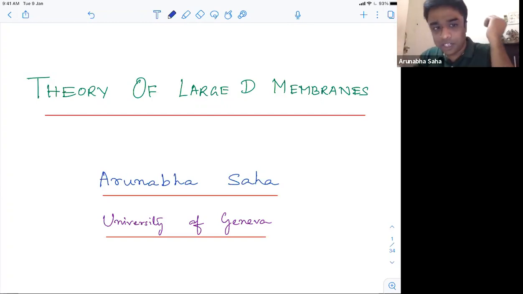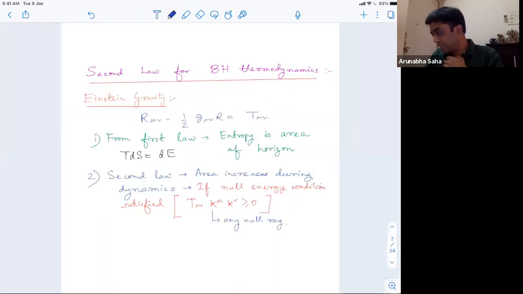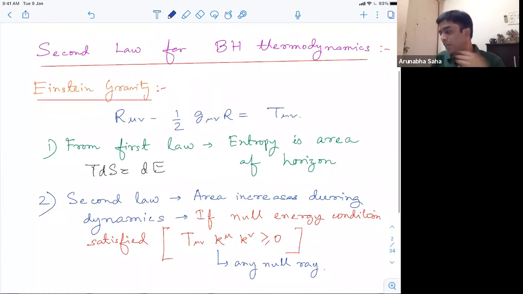So I will be talking about the theory of large D membranes, and the main context in which I would like to talk about it is the second law of black hole thermodynamics. Just to give you a brief introduction: for Einstein gravity, with the equation like this, we know that the black hole satisfies a set of thermodynamic rules.